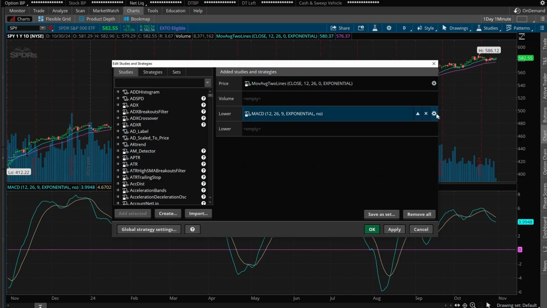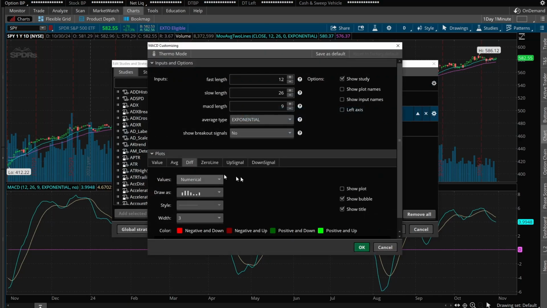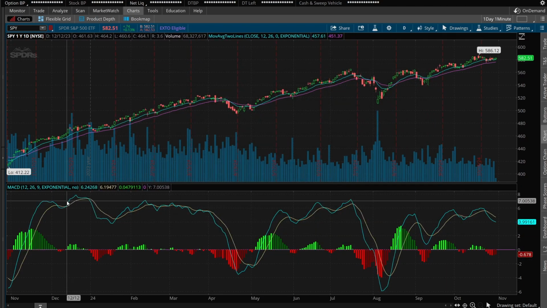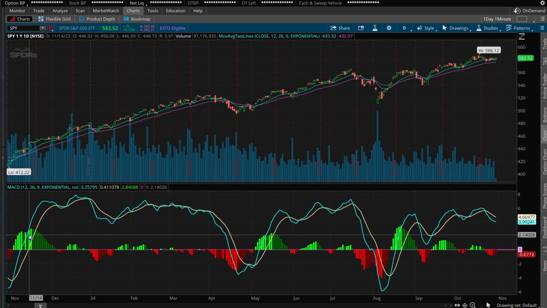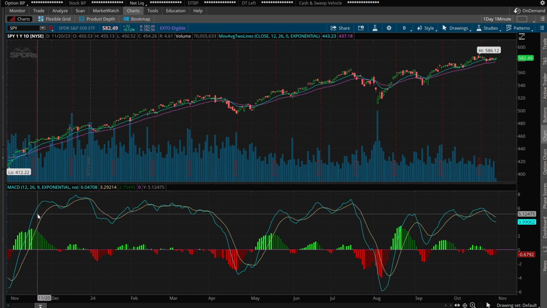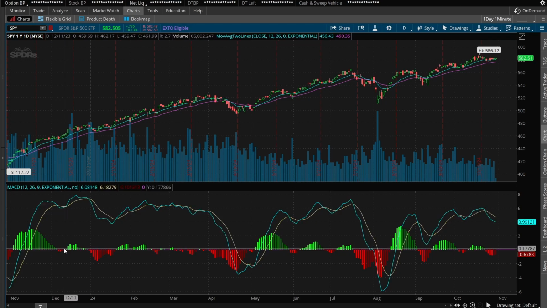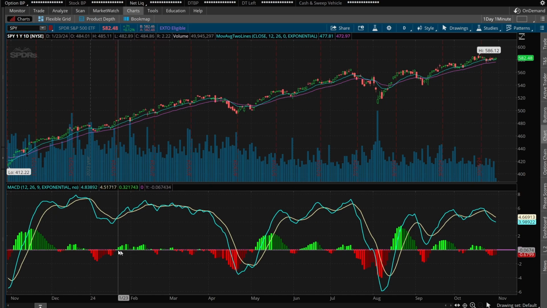And then lastly, we're going to turn on the histogram. So the histogram is basically just plotting the difference between these two lines that we have plotted right here. We can see that we have the light green and the dark green, as well as the bright red and the dark red. And basically that's just showing the momentum of these two lines. And anytime the MACD and the signal line cross, it's also going to show that right here on the histogram when they cross.